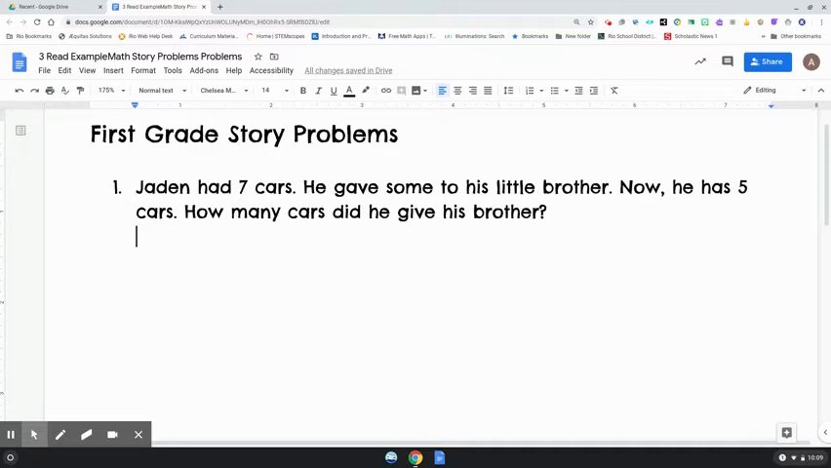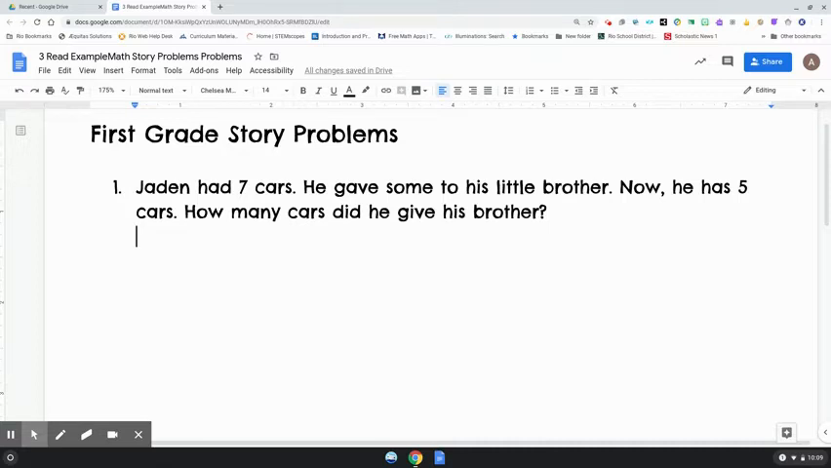Jaden has 7 cars. He gave some to his little brother. Now he has 5 cars. How many cars did he give to his little brother? So I see Jaden with some cars. I see him giving some to his little brother, and now he has less cars than he started with. The question is, how many cars did he give his little brother? So I don't know that yet.